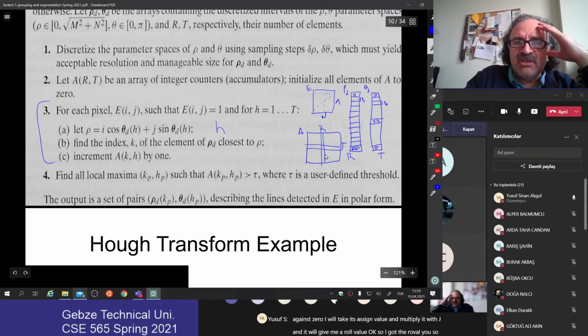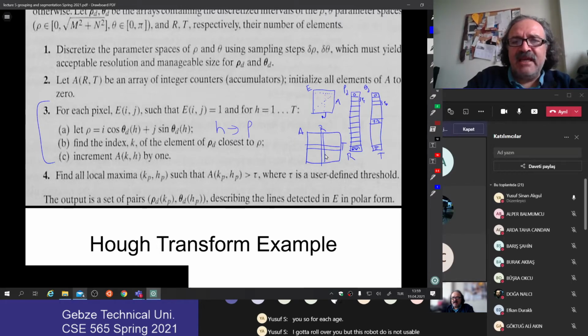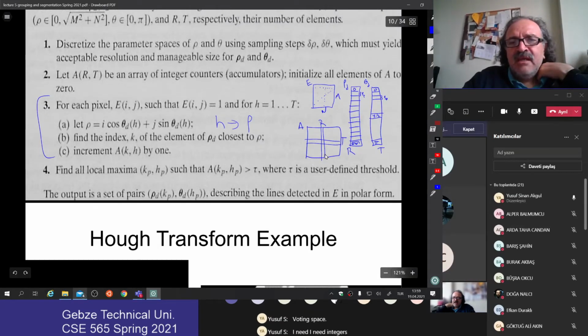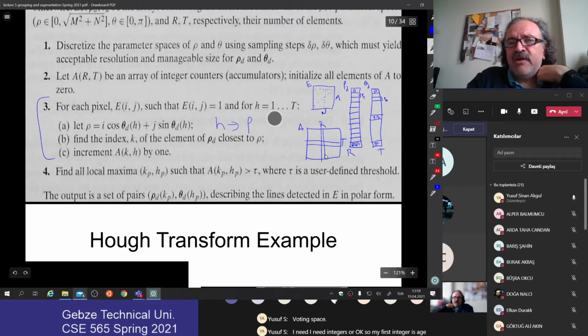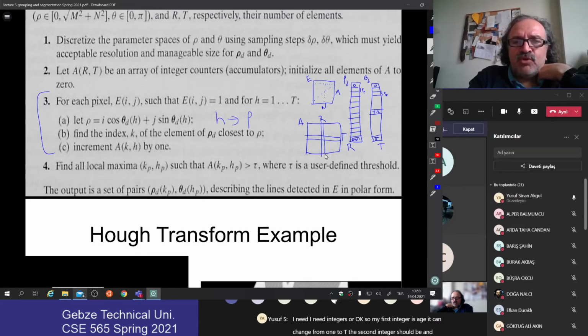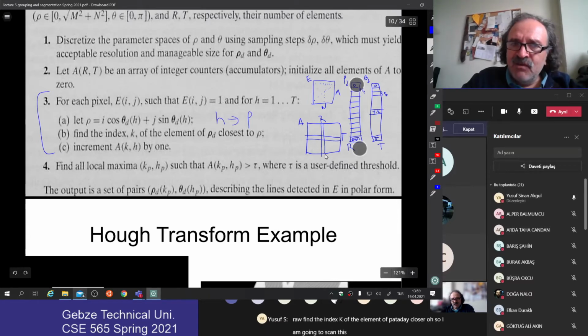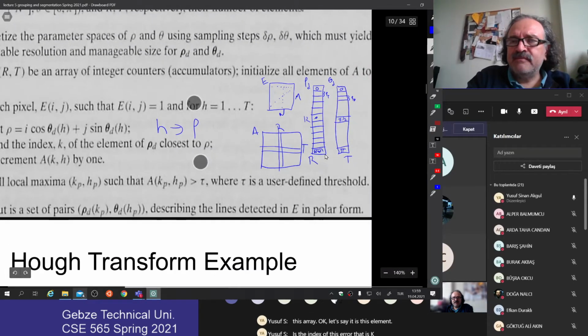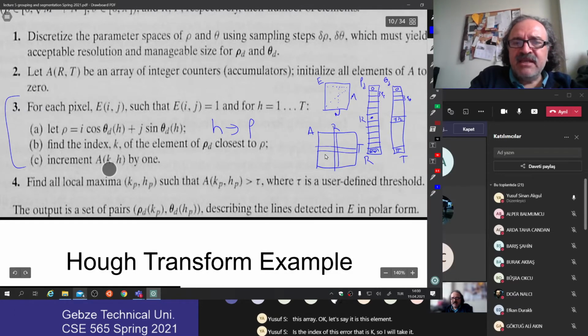So for each h, I got a rho value, but this rho value is not usable directly because in my voting space I need integers. My first integer is h. It can change from 1 to t. The second integer should be from the rho. So what I'm going to do is take this rho, and find the index k of the element of rho d closest to rho. I am going to scan this array here and find the closest rho in this array. Let's say it is this element. What is the index of this element? It is k. So I will take it and increment A[k][h] by 1. Let's say it is this point. I will increment this point by 1.